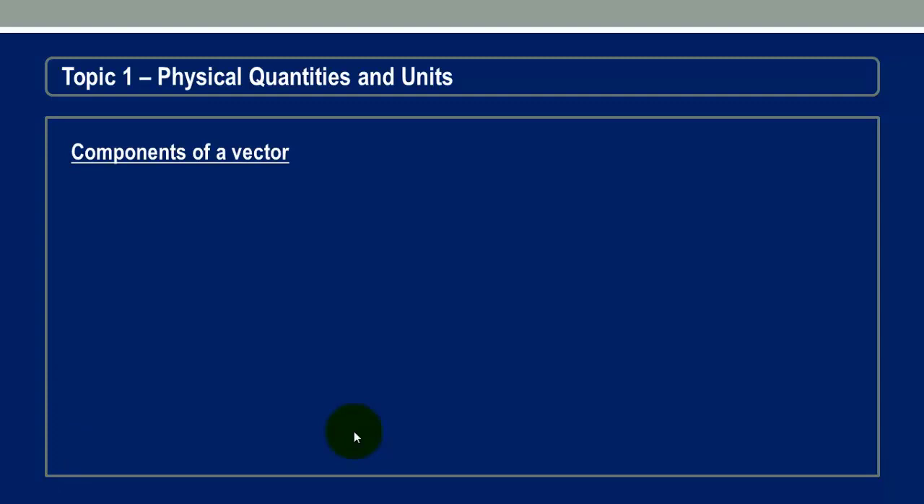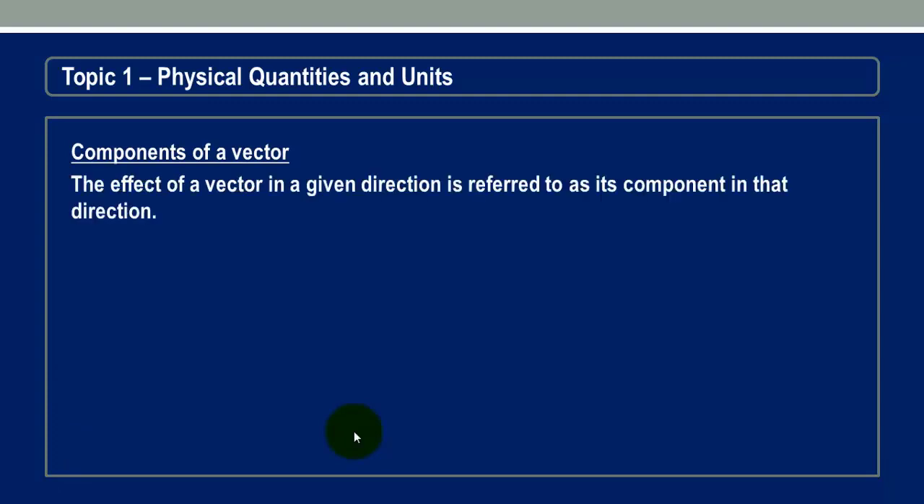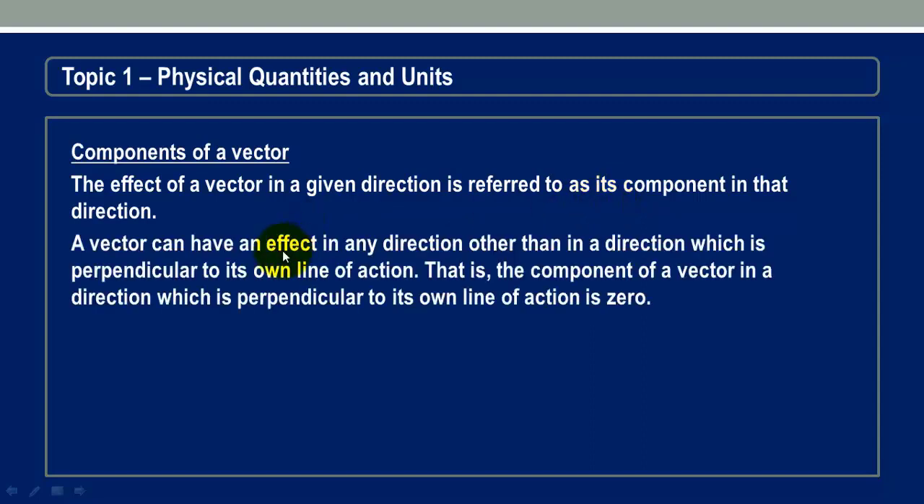Now let's consider components of a vector. The effect of a vector in a given direction is referred to as its component in that direction. A vector can have an effect in any direction other than in a direction which is perpendicular to its own line of action. That is, the component of a vector in a direction which is perpendicular to its own line of action is 0. In other words, if we have a force acting in some direction, its component in a direction which is perpendicular to its own line of action should be 0.